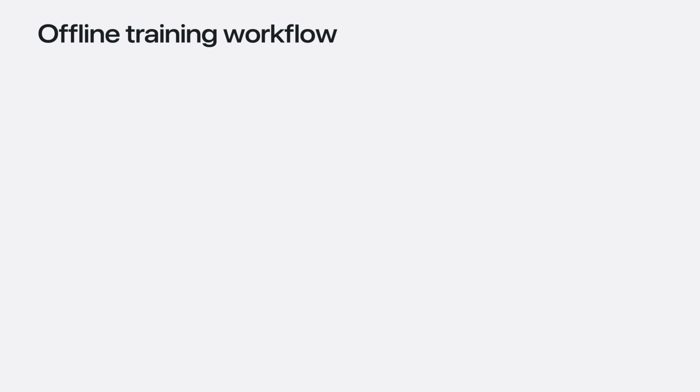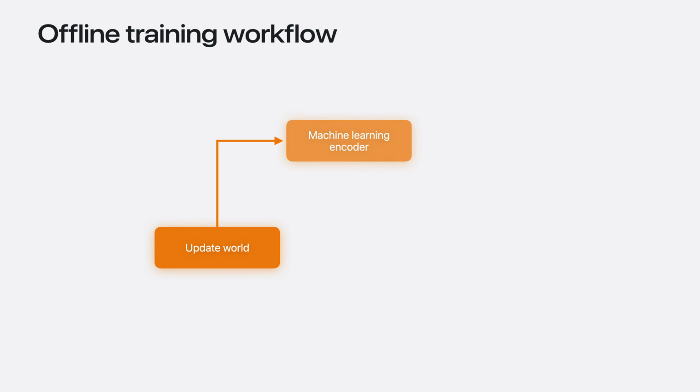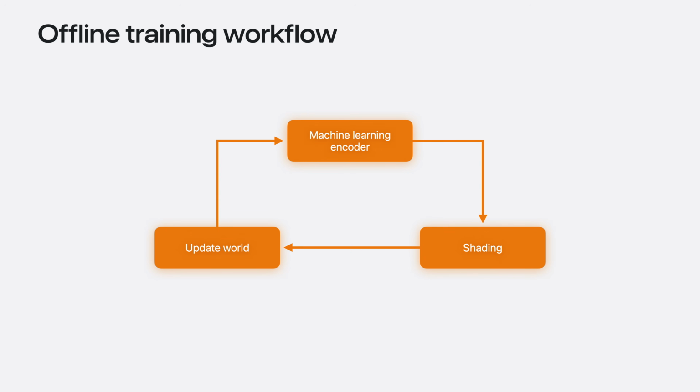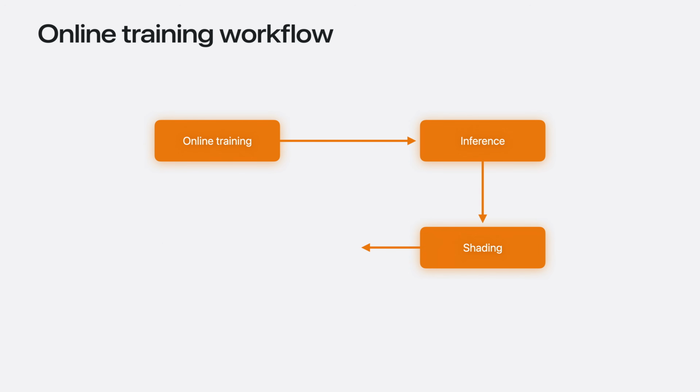Based on what you learned about the machine learning encoder so far, a simplified rendering loop might look like this. First, you update your world so that all the information is up to date for rendering. Next, you dispatch the machine learning encoder to run the inference on the model and produce the necessary lighting information that you will use later for shading. Online training disrupts this paradigm. By creating your own training and inference routines, you can run one or more training iterations per frame to improve the model accuracy. This is how the online training loop would look like for the sky illumination model.